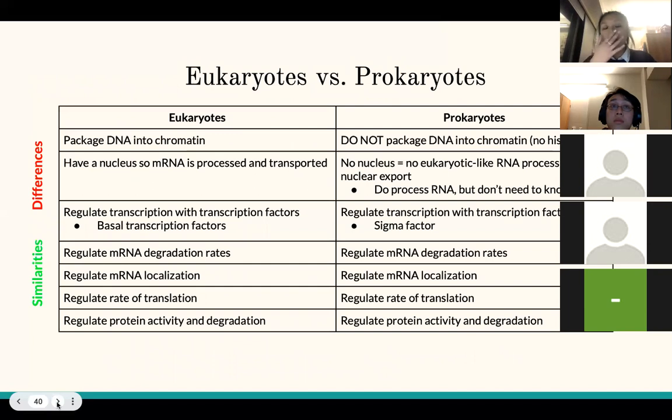All right, so then this is just a little simplified way to show the difference between eukaryotes and prokaryotes in regards to gene expression regulation. These are all the ways that we talked about so far for eukaryotes specifically, but it's split up into differences and similarities for both sides. So eukaryotes package DNA into chromatin. You can have euchromatin, which is loose, or heterochromatin, which is tightly packed. However, prokaryotes do not package DNA into chromatin, so they don't have histones. Their DNA is all just loosey-goosey.